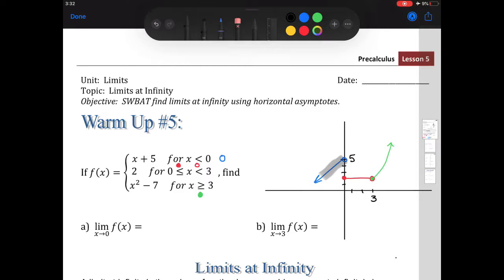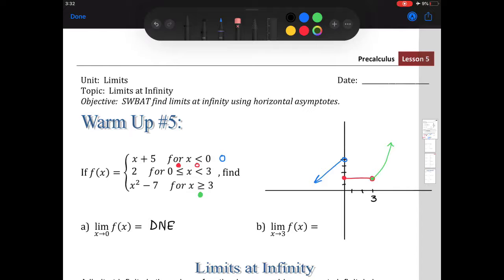As x is approaching 0 from the right, my y value is what? 2. Are the left and the right limits the same? No, they're not. So what would be my answer? My answer would be the limit does not exist, right? So I'm going to write here does not exist.